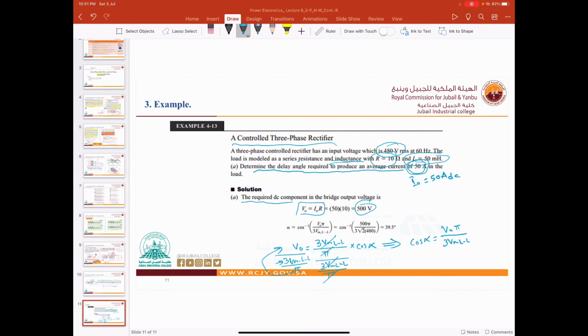Now if we need alpha, cosine inverse of this value, V out pi divided by 3 V maximum line to line, and we know that for line to line we should multiply by root 2, don't forget that, guys. So if we apply this formula here, then we will get alpha as 39.5 degrees. So we need to fire alpha at 39.5 degrees in order to get 50 ampere DC current as output. Clear, guys? I hope it's clear. This is how to find the alpha here, guys.